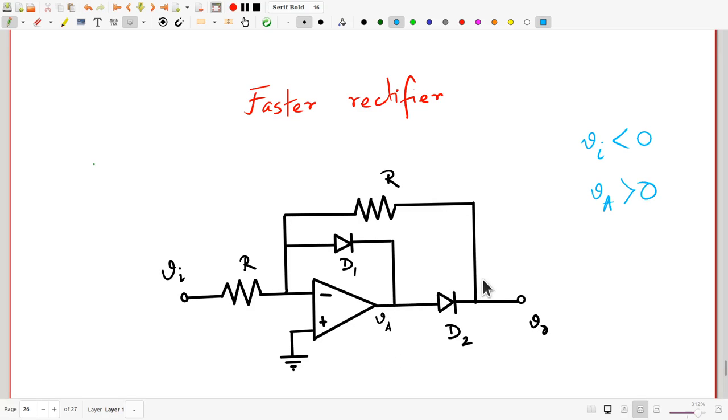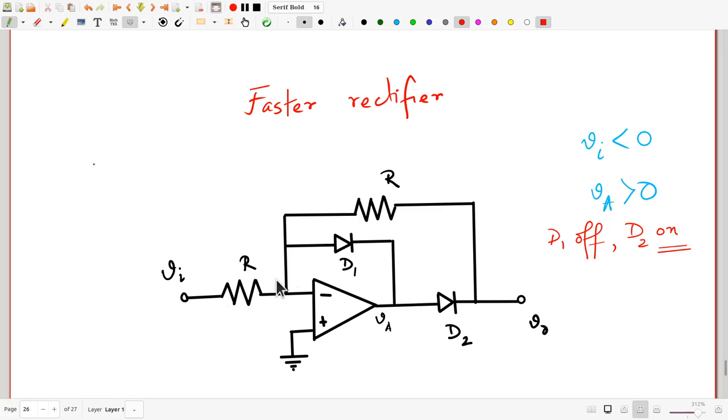So the output is going to be connected back to the input via the diode D2 and of course through the resistance R. With Va positive, this D1 diode is going to be reverse biased, so D1 is going to be off. So what we have is D1 is off, D2 is on, or D2 is forward biased. So now, once you see that this feedback loop is connected, this really works like an inverting amplifier with gain -1.